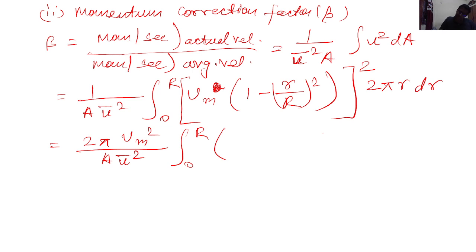So this is first to be expressed. This is nothing but an a minus b whole square expression, so we can write it like this: a square minus 2ab plus b square, that is r square by R whole square, so r power 4 by R power 4.